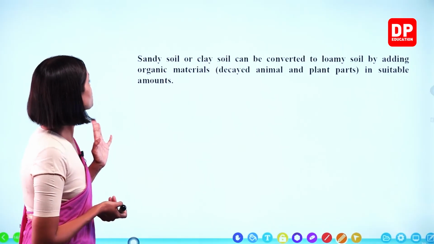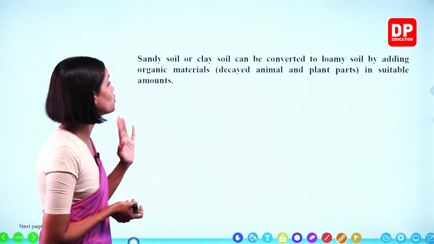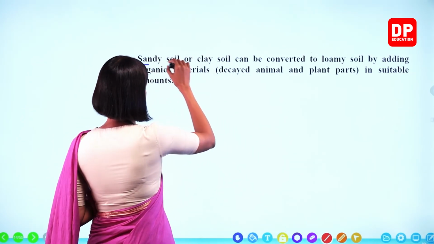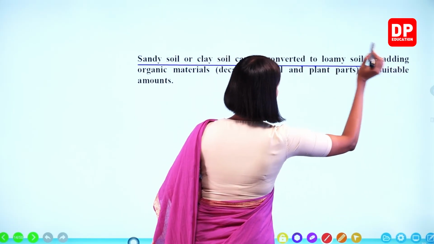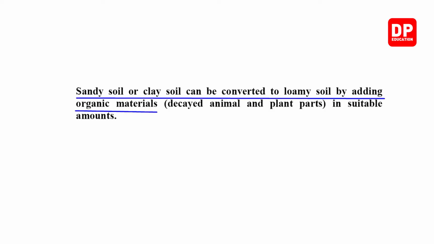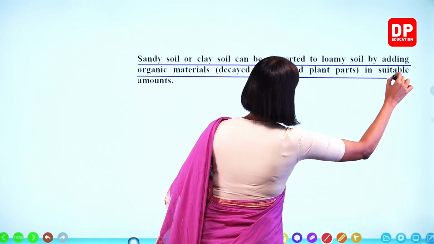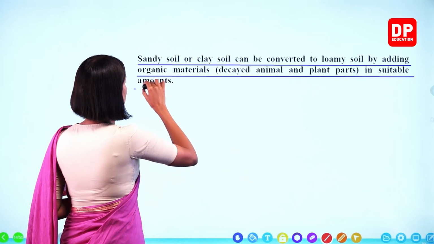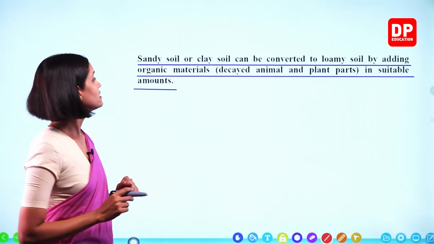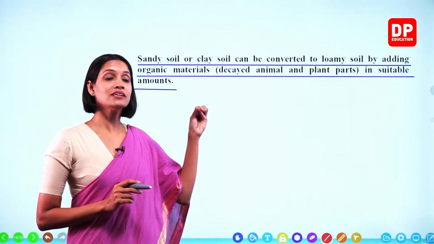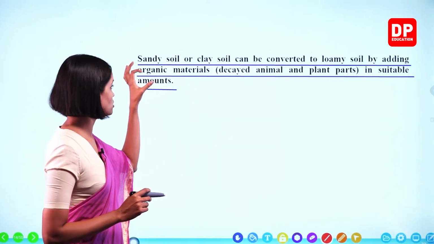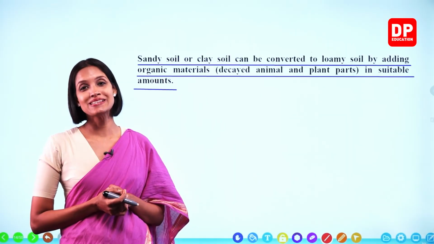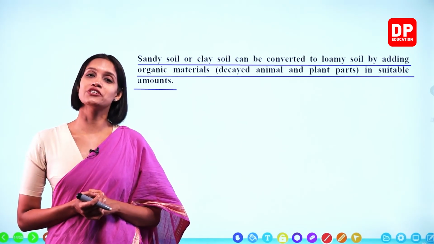Right. Sandy soil or clay soil can be converted to loamy soil by adding organic materials. This is very important. I explained this earlier too. Right. Sandy soil or clay soil can be converted to loamy soil by adding organic materials in suitable amounts. So thereby we can convert sandy soil and clay soil into loamy soil and we can even use them in agriculture.